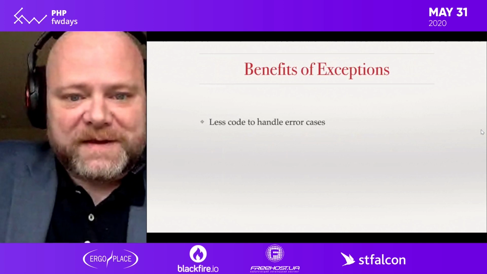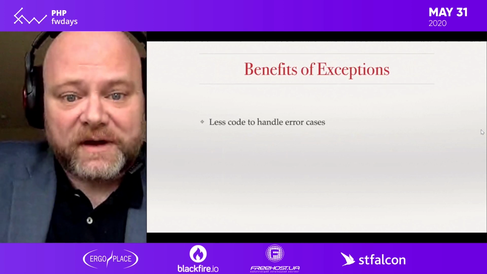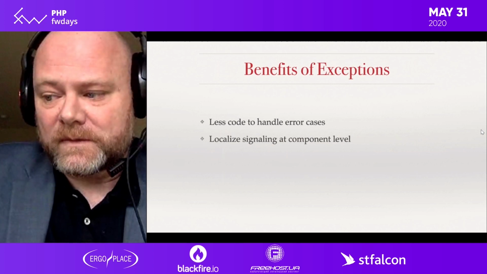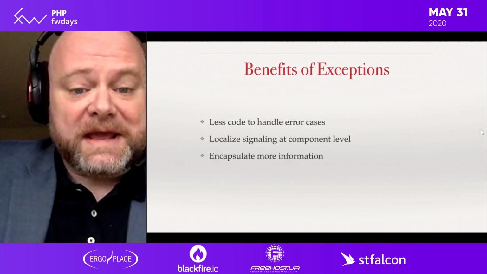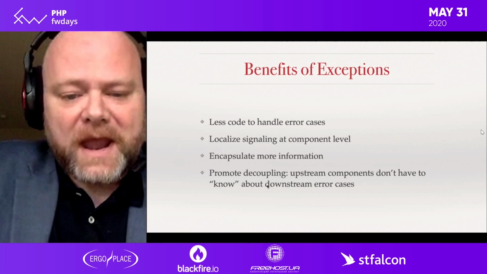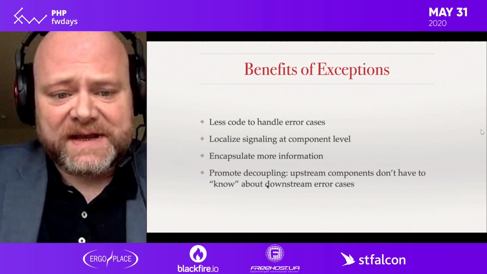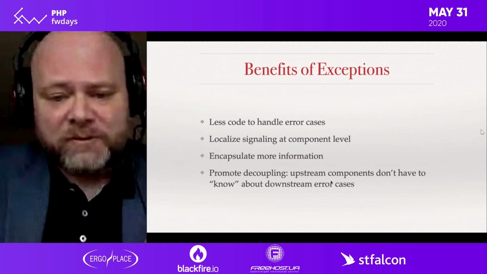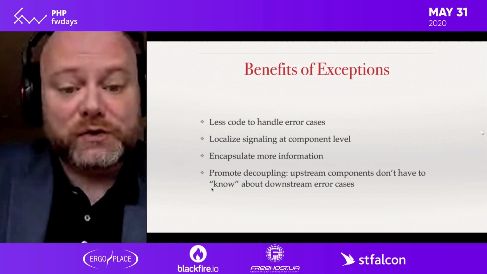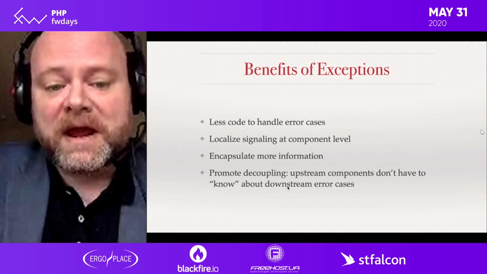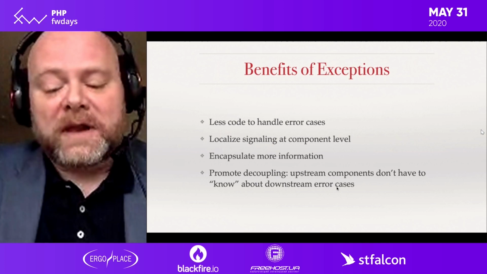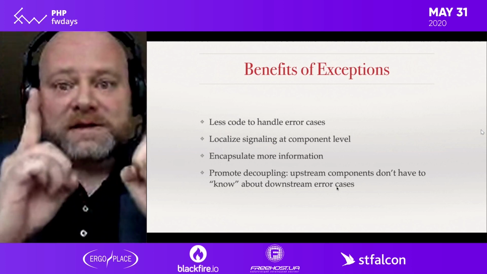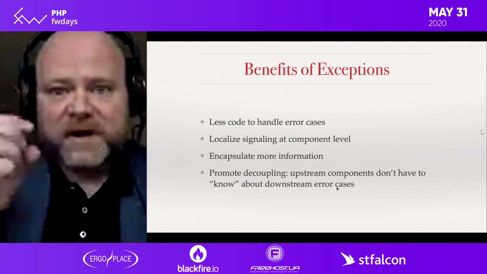So yeah, there are a lot of benefits to exceptions. It's less code to handle error cases. You can localize the signaling at a component level. You can encapsulate more information. And this is what I like the most about exceptions: you can decouple upstream from downstream components. So upstream components don't have to know about downstream error cases. It allows you to separate the signaling of an error versus the handling of an error. These two things can happen very separately. They don't have to be coupled.